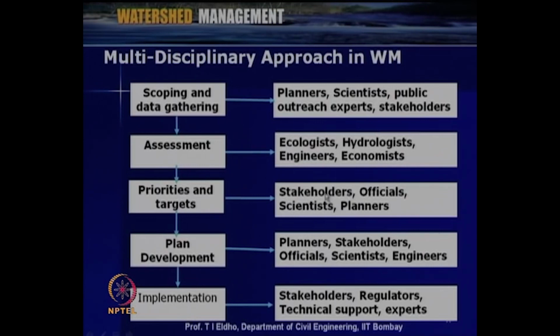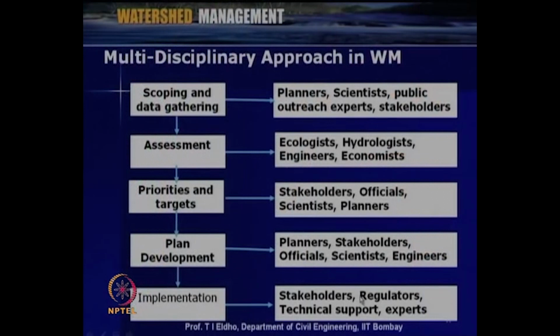Here, first and foremost, the people involved will be the stakeholders of the watershed, and then come the officials, scientists, planners and engineers. Finally, by considering all these things, we can develop watershed management plans. Here we develop various plans for the watershed management. There we can utilize the skills of planners, of course stakeholders, the officials concerned, scientists and engineers. All these people will come together, and then finally we can select the particular plan and go for implementation. Implementation is a very important aspect.